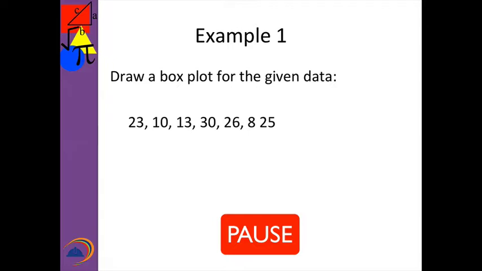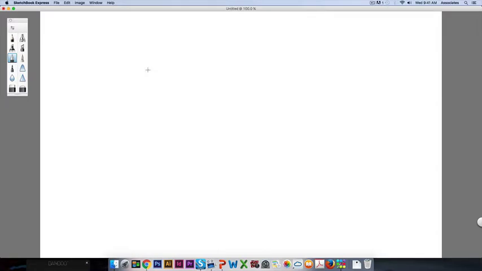All right, welcome back. So let's go to our slides. Let's put the numbers in order from smallest to largest. The smallest one looking at the data was an 8, then we have a 10, then a 13, a 23, a 25, a 26, and a 30. Step 1 is to find the median. So let's count how many numbers we have. 1, 2, 3, 4, 5, 6, 7. Easy to do. I need 3 above and 3 below. So here's the median.